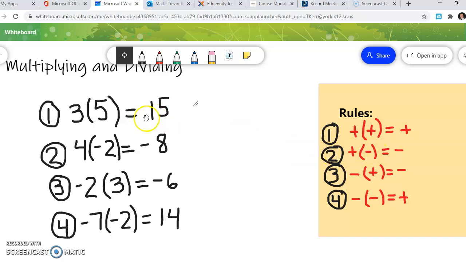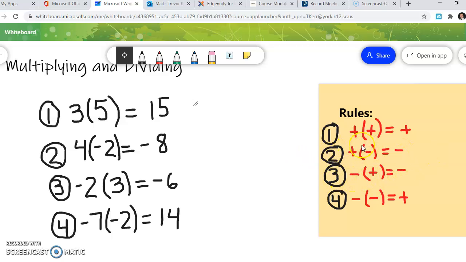Without numbers, no matter what these numbers are, if you have a positive times a negative, the answer is a negative. Here, if you have a negative times a positive, the answer is negative. Same thing. This is just a rule that tells you the exact same thing without numbers. And then a negative times a negative is a positive always, no matter what the numbers are. So these are important to know, and they're going to, again, point out what's the same, what's different.